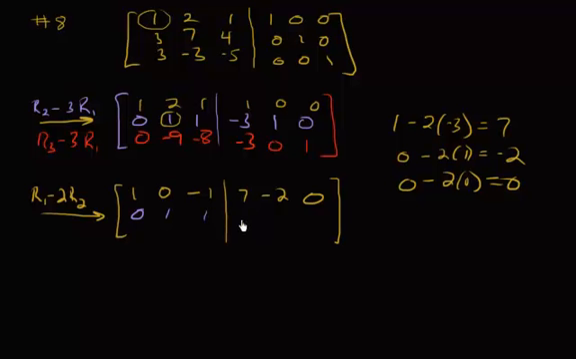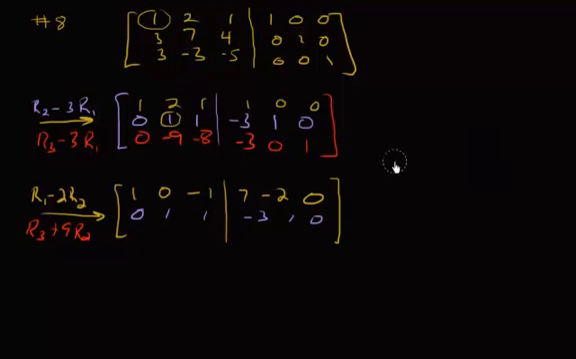Okay, we're not changing row 2, so let me rewrite row 2 in there again. Alright, let's do the row 3 operation. So that's row 3 plus 9 times row 2. Okay, so let me get rid of this. And then we'll start the next set.